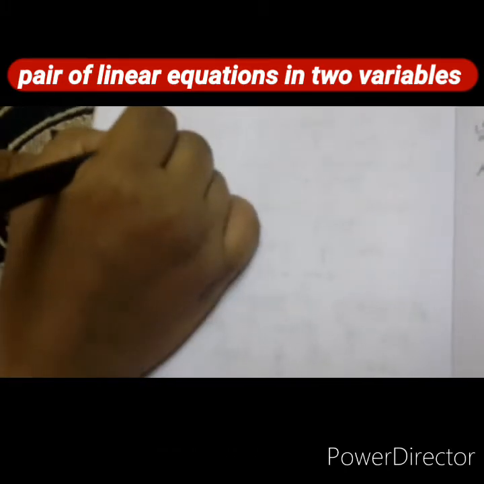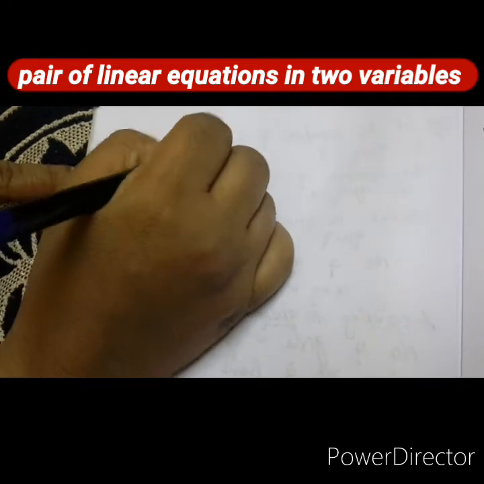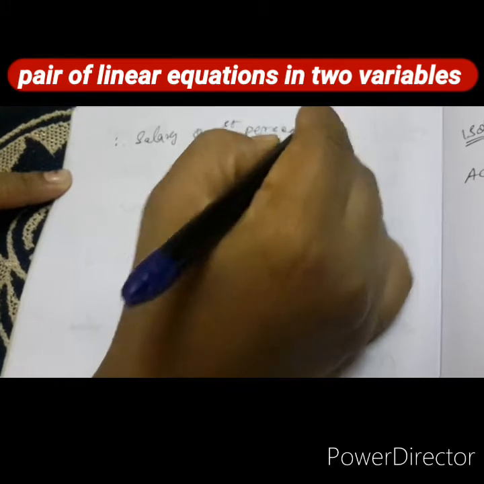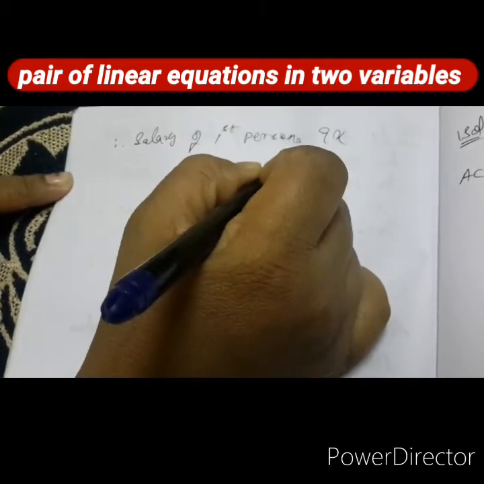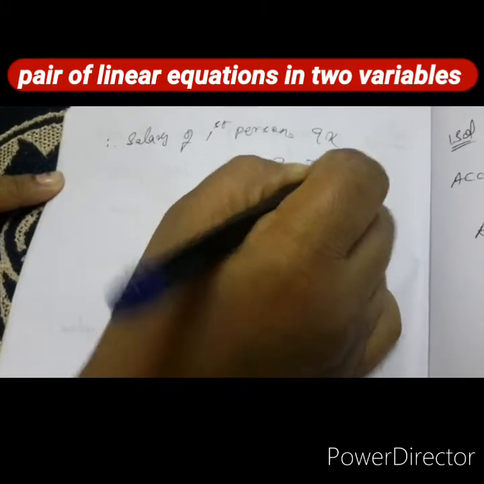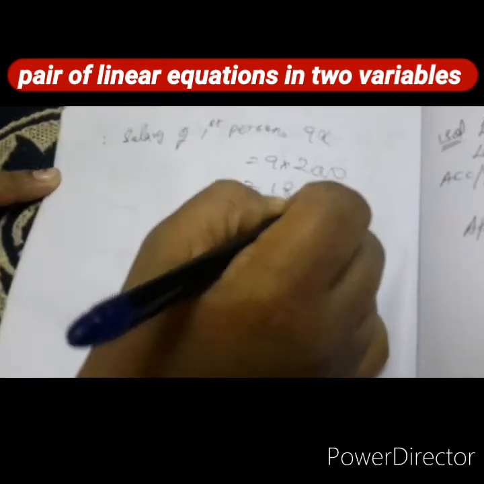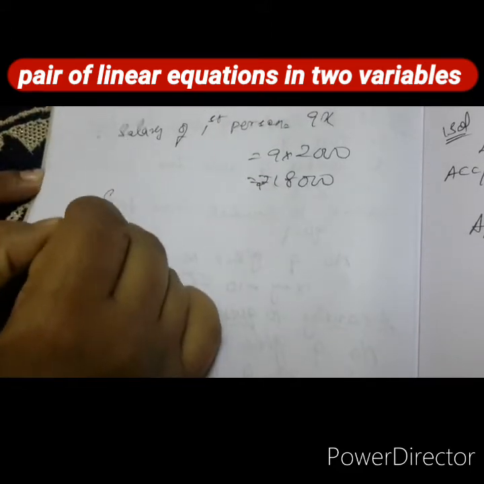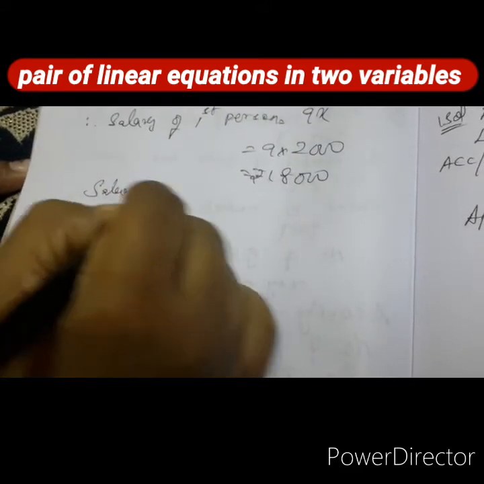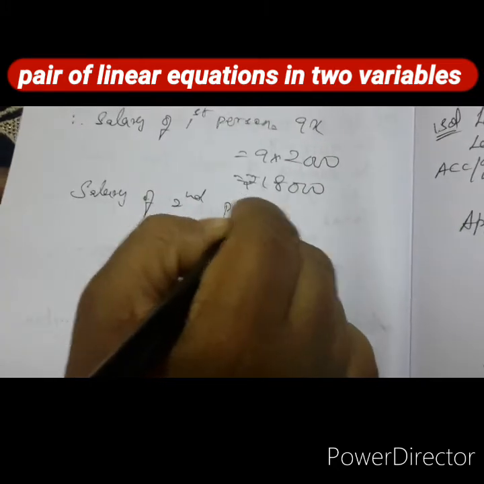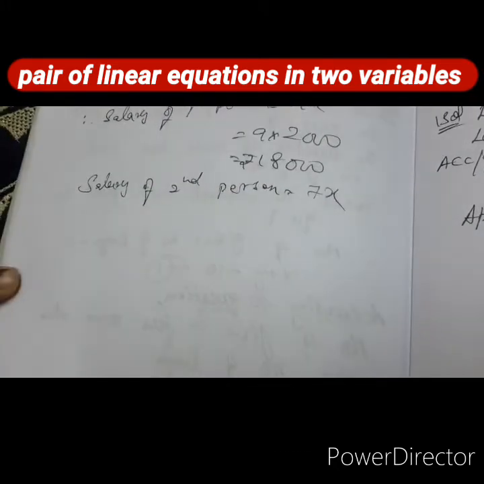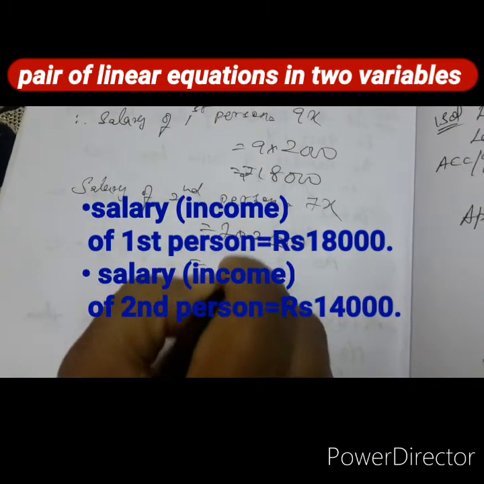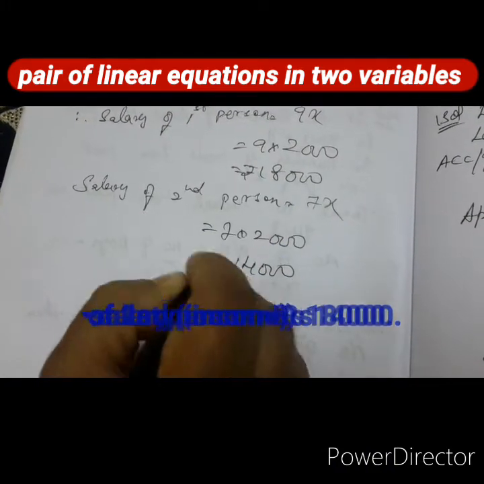Therefore, salary of first person. How much? 9x. How much is x? 2000. 9 2s are 18. So the amount is rupees 18,000, salary of the first person. Then salary of second person, 7x. 7 into 2000, it is 14,000 rupees. Clear?